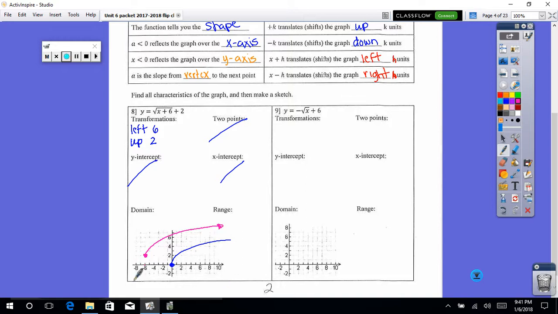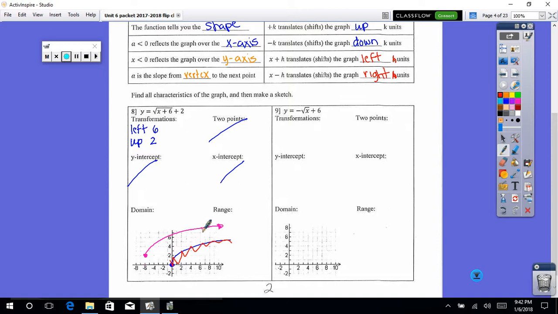Okay, again, left 6 units, up 2 units, and graph the exact same shape. Okay, now for the domain and range. Remember, domain is how far to the left, and range is how far to the right. So in this situation, on the pink one, we're done with the blue. That was my original.